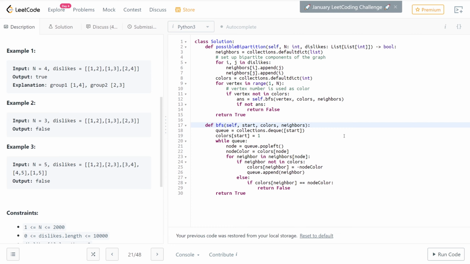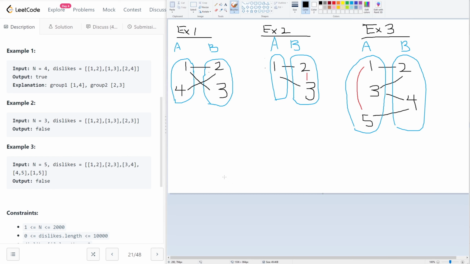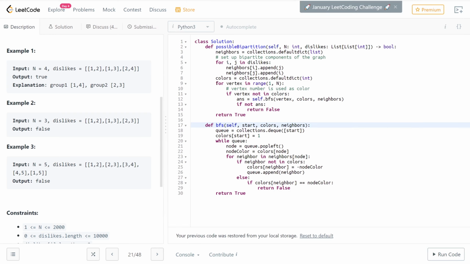Okay, so we're going to go through the code here. We're basically processing neighbors. We have a map for neighbors, and the neighbors of i is j, the neighbors of j is i. This is equivalent to saying the neighbor of 1 is 2, the neighbor of 2 is 1, the neighbor of 1 is 3, the neighbor of 3 is 1. There's a mutual neighborliness that happens with undirected graphs. And then we're processing all the vertices.